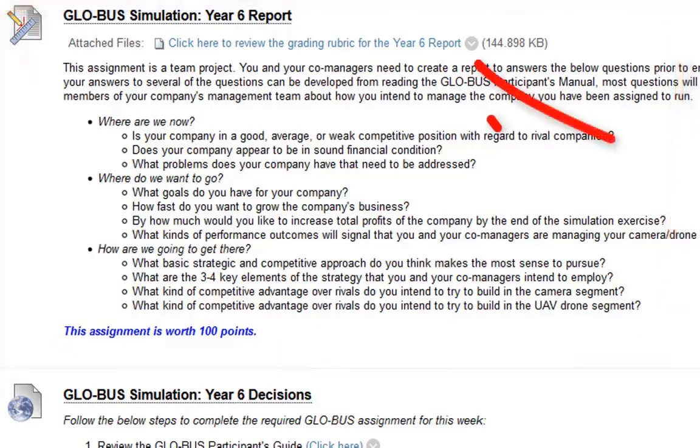As you can see, there is a rubric that goes along with it, so you can review that if you have any questions with the point system. So we have questions such as within this yearly report is, where are you now? Is your company in good, average, or weak competitive position? The next one's like, where do we want to go? What goals do you have for your company?